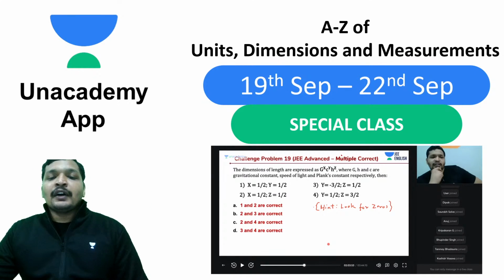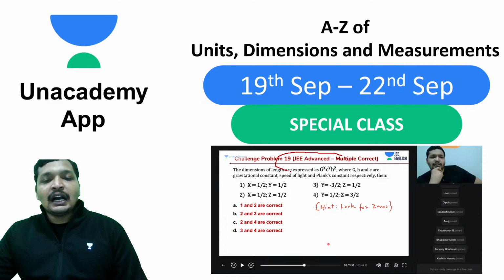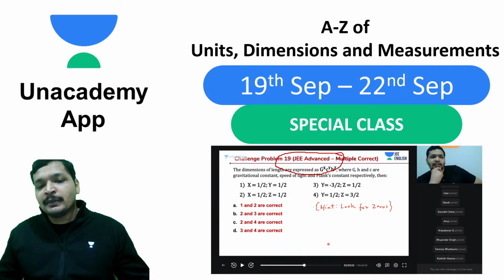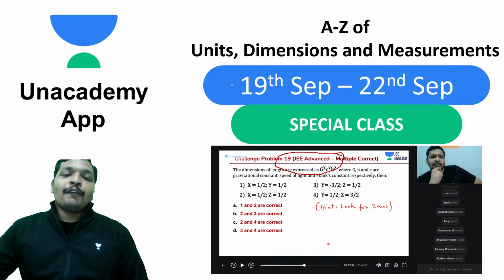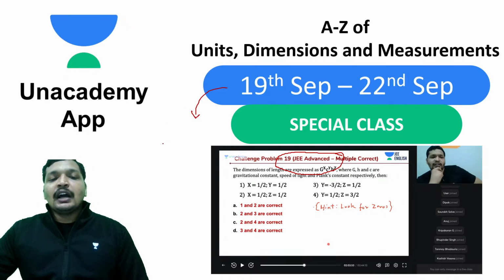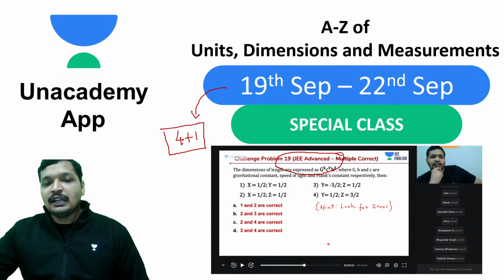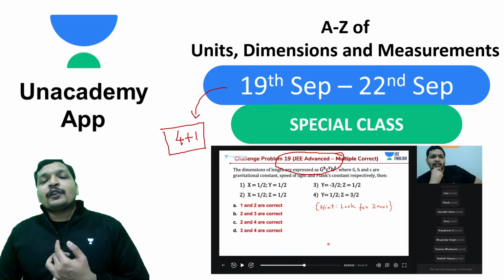And students, if you have noticed ever, it is a definitely asked topic. Always you will get a question in your JEE Mains and JEE Advanced from units, dimensions, and measurement, and all you have to attend is this 4+1, that's a 5 session, and you will definitely be able to solve one question in your JEE Mains. So what all kind of topics have we covered in this?